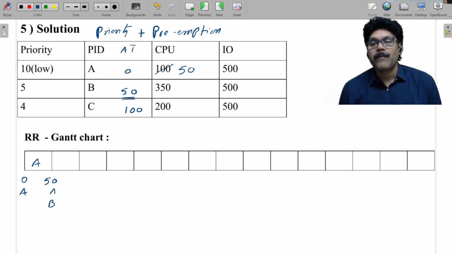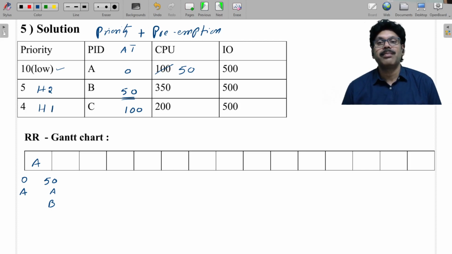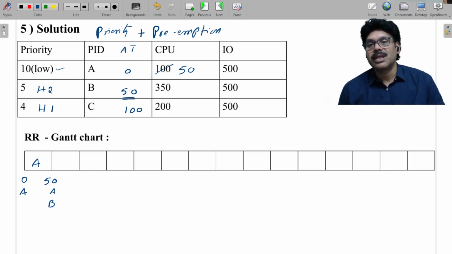Now A is continuing. Among A and B, which is having the highest priority? He said that the highest number is low. That means the lowest number is high. That means this one is having highest 2, and this one is having highest 1 because 4 is a lower number. He said that 10 is a higher number, that is considered as low. Actually, the highest number is always highest priority, but this time he is asking in inverted fashion. Among A and B, which is having the highest priority? That is nothing but B. So B is passed till the next arrival time.